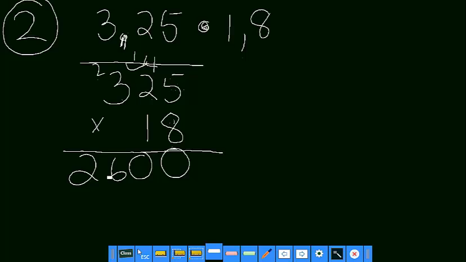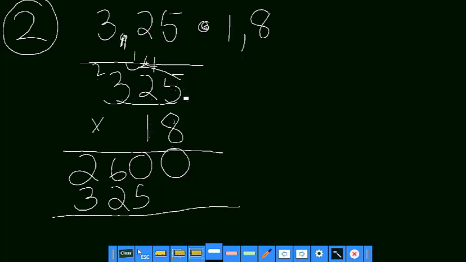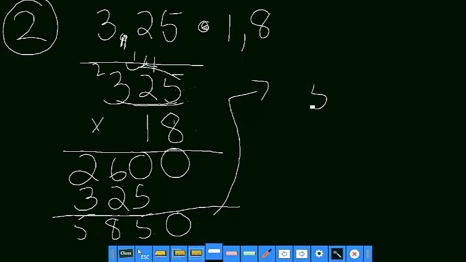Then we move on to the next number, which is 1. 1 times 325 is simply 325. That's the best thing with multiplying by 1, it will not change the number. 5 times 1 is 5, 3 times 1 is 3, 100 times 1 is still 100. So 1 times the whole of that, 325, would be 325. And then we add, so it's going to be 0, 5, 8, 5. So 325 times 18 is 5850. I'll put it here, 5850.